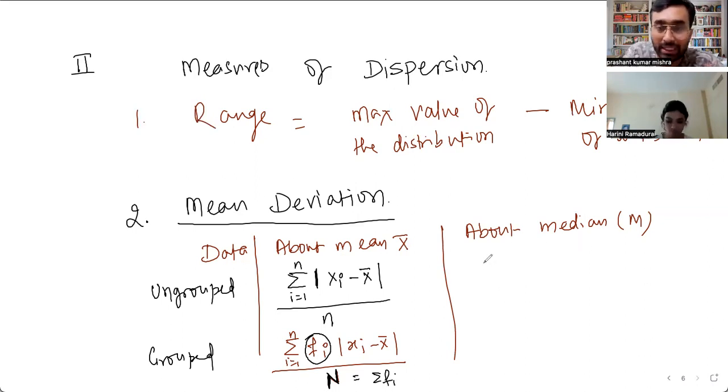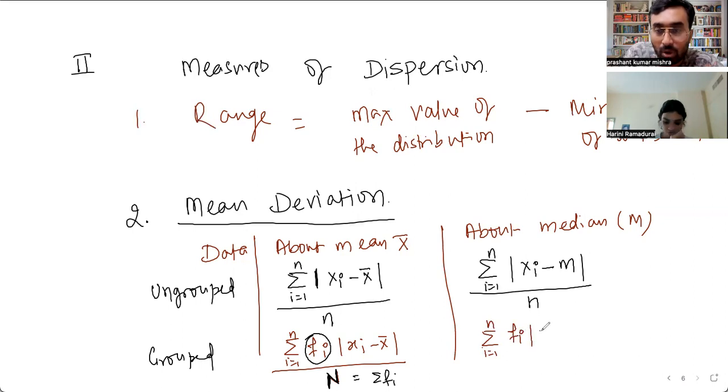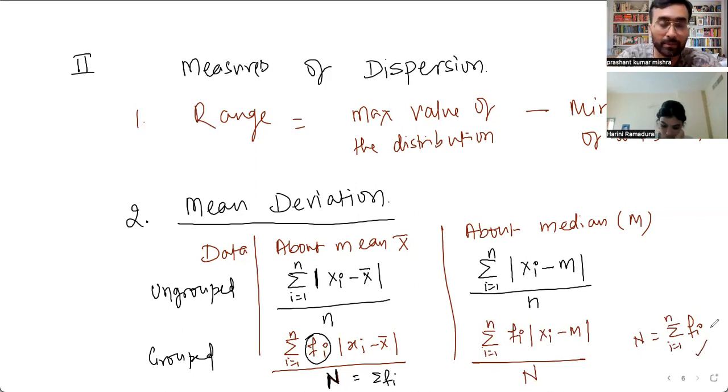Now about the median, again the same thing. For ungrouped data, summation i equals 1 to n of modulus Xi minus M, divided by the number of terms. For grouped data, it is summation of frequency times modulus Xi minus M, divided by N, where N equals summation of Fi. It is exactly the same thing: about the mean, we subtract the mean from each data; about the median, we subtract the median.